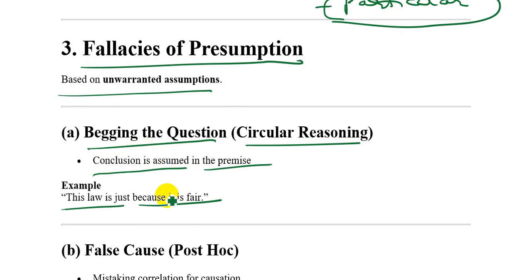So what is the conclusion? It is fair. Why is it fair? Because it is just. Now both are the same term. Just and fair mean one and the same. So it is begging the question, or circular reasoning. This is in the presumption.